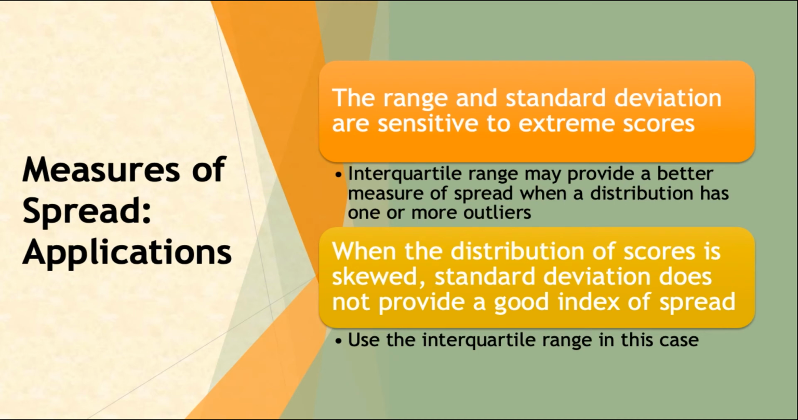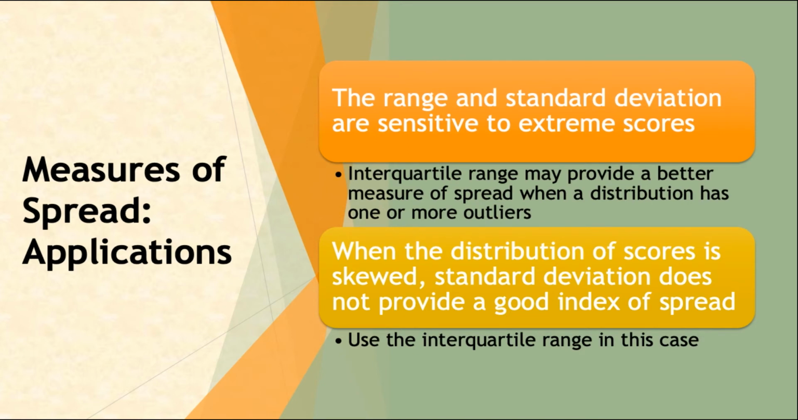Then we have the measure of spread application: choosing a measure of spread. The choice of a measure of center is affected by the distribution of the scores. The same is true for the choice of a measure of spread. Like the mean, the range and the standard deviation are sensitive to outliers. In cases in which your distribution has one or more outliers, the interquartile range may provide a better measure.